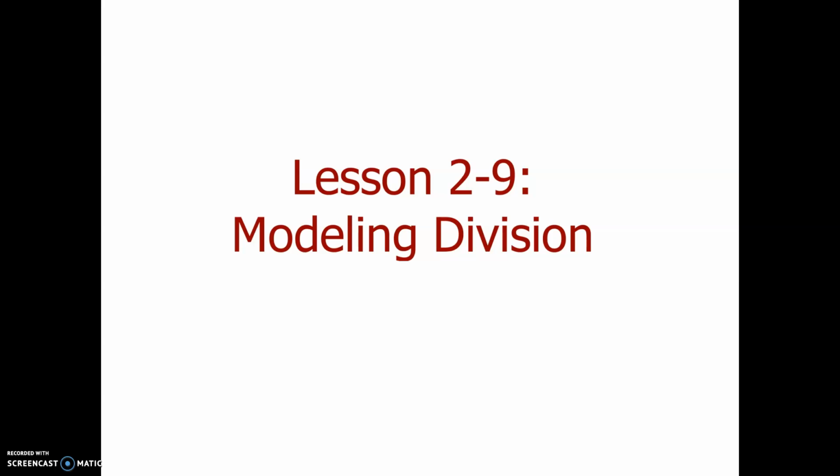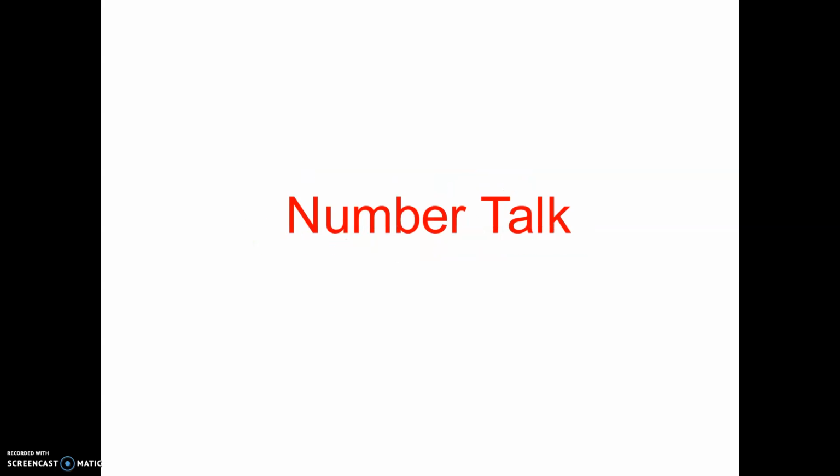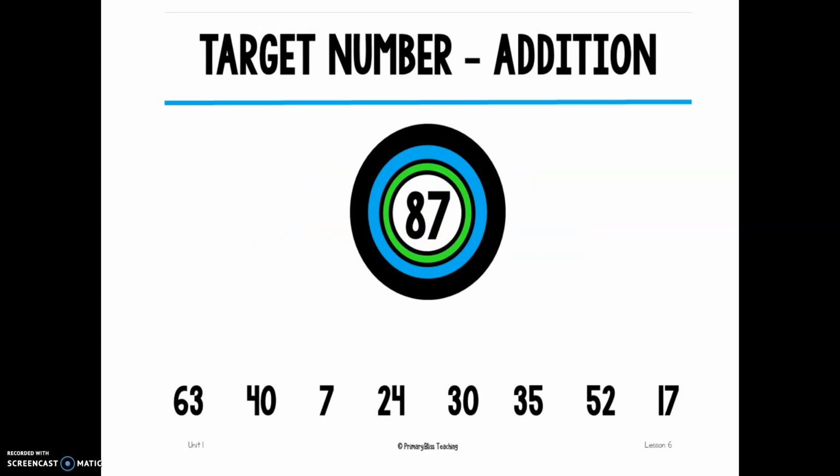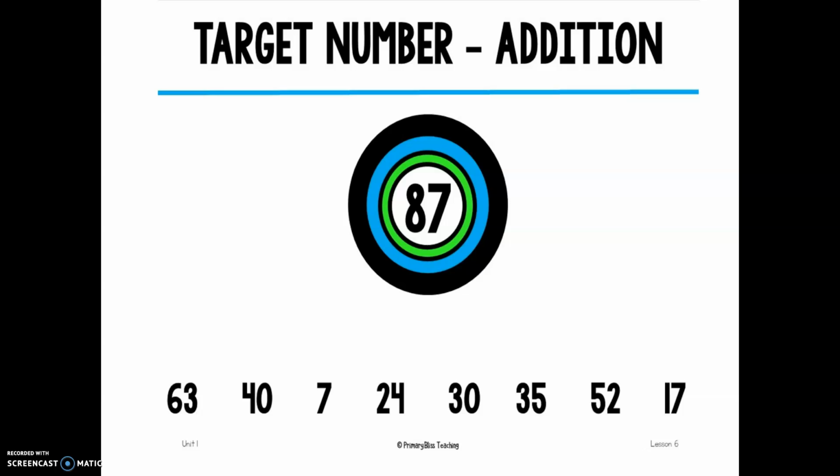Today we will be working on lesson 2-9, and our focus with this lesson is going to be on modeling division. And of course, we're going to start with a number talk. Our number talk is going to be a target number with addition. In the middle of the target, I have the number 87. Below are several numbers. What can you add together to get 87? And our focus is addition.